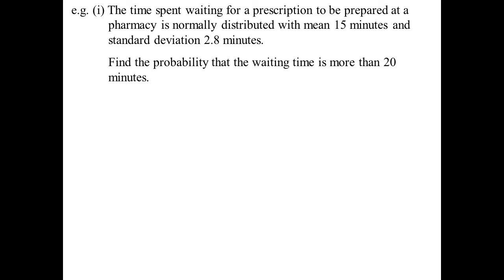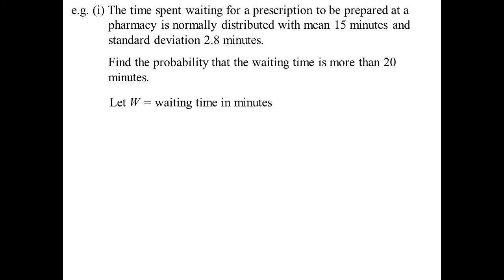We're in the chemist waiting for our prescription to be prepared, and we know that the waiting time happens to be normally distributed. That's lucky. The average waiting time is 15 minutes, and it has a standard deviation of 2.8 minutes. What's the probability that we'll be waiting more than 20 minutes?